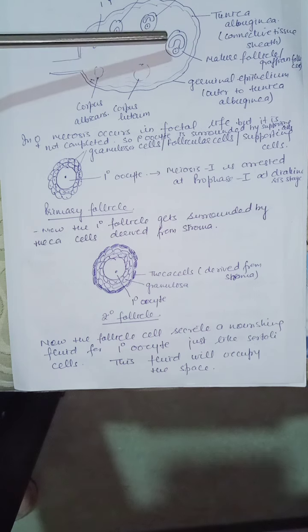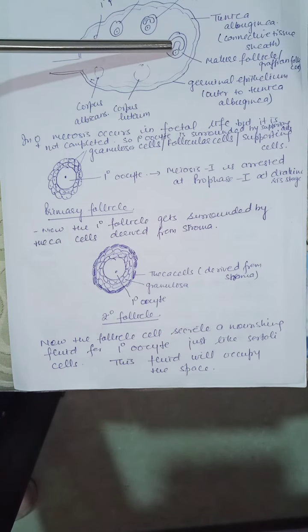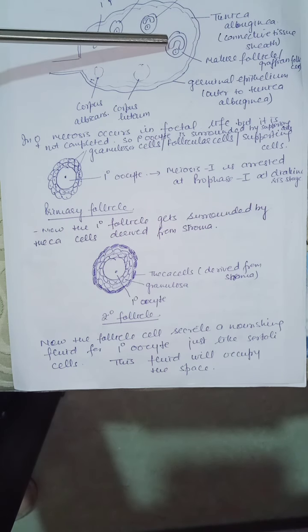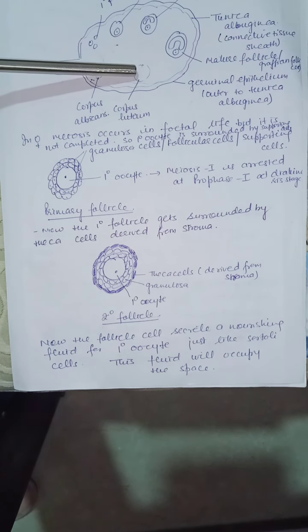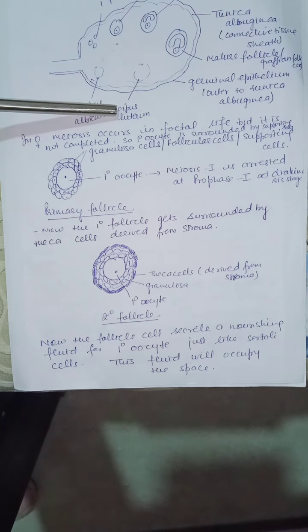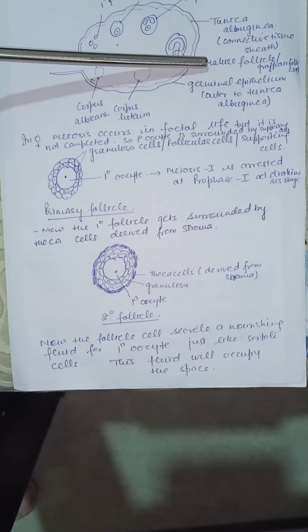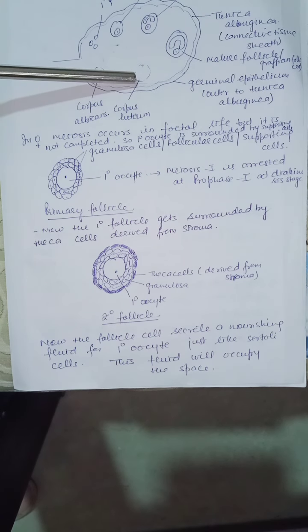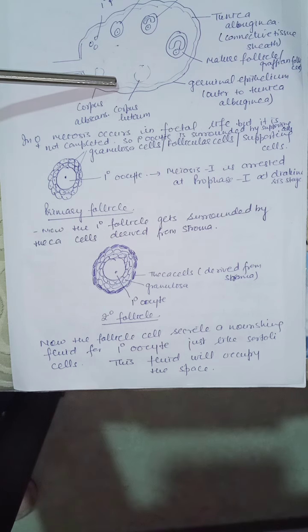Then this Graafian follicle ruptures and releases secondary oocyte. But the remaining part of the Graafian follicle does not disintegrate. This remaining part, after releasing secondary oocyte, again changes into a yellow body called Corpus Luteum. The other name of Corpus Luteum is yellow body, and it secretes the hormone progesterone.